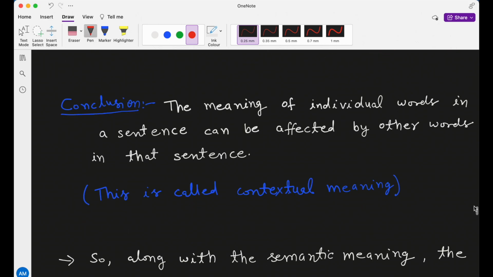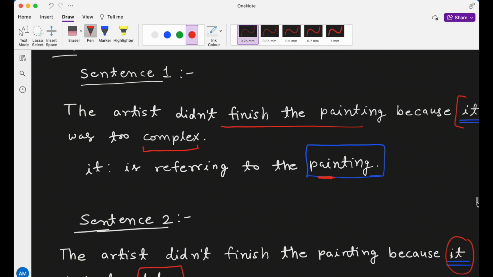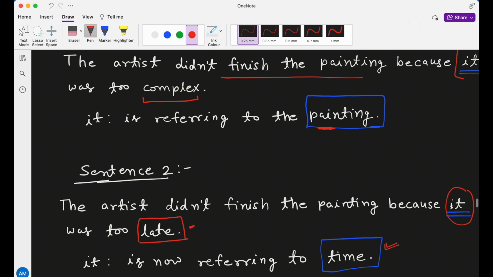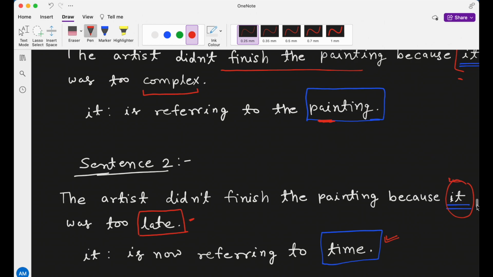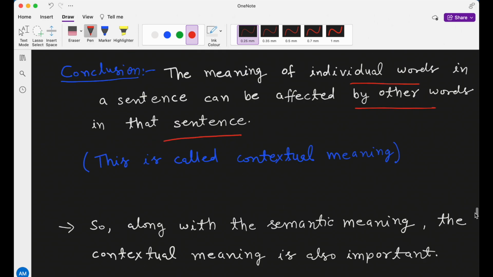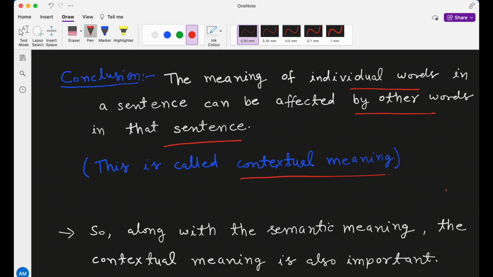So what we can say now is that the meaning of individual words in a sentence can be affected by other words in the sentence. Like we saw earlier, the meaning of that "it" changed because of the other words, which were "complex" and "late". Because of the other words, the meaning of this particular "it" word changed. This is called the contextual meaning.